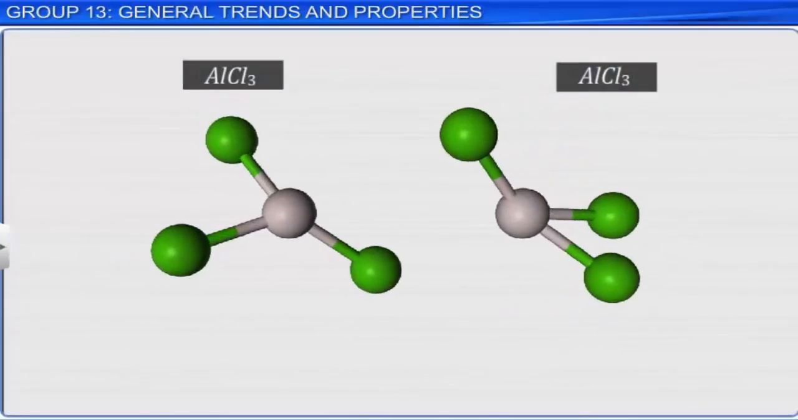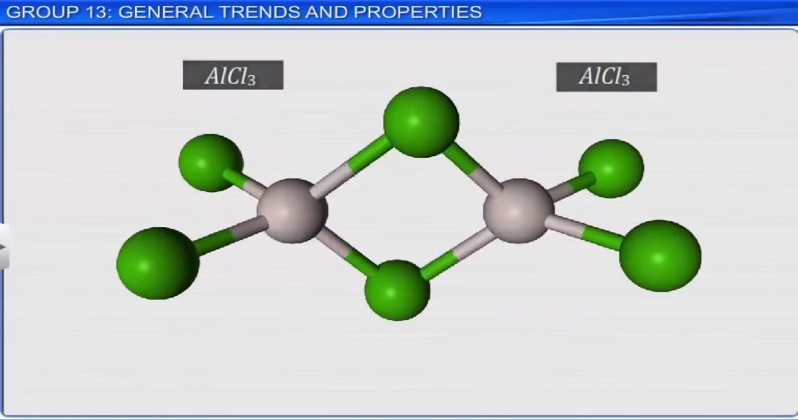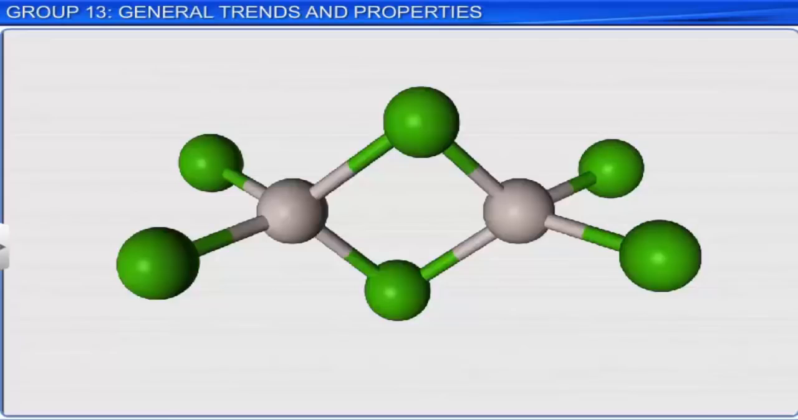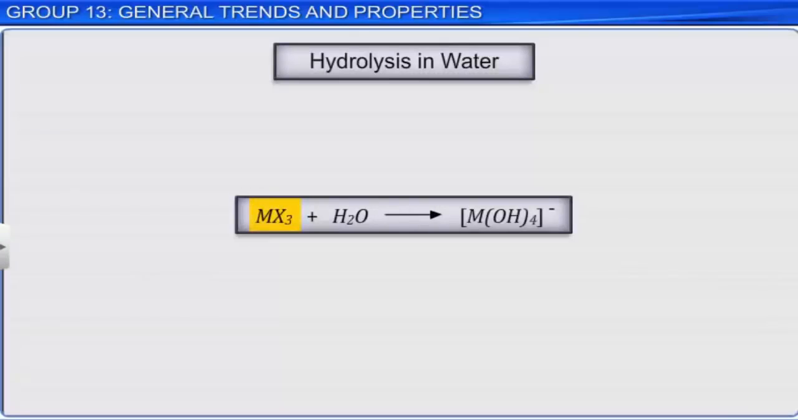Aluminium chloride dimerizes to achieve stability. The dimer has tetrahedral geometry around the aluminiums. Trivalent compounds hydrolyze in water to form complex ions.